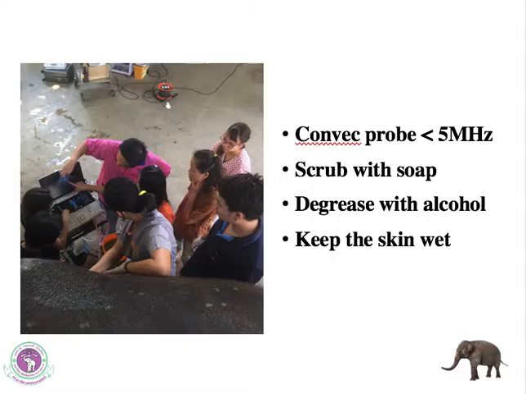To perform transabdominal ultrasonography, you need a convex probe, less than 5 megahertz is the best. Scrub with soap to remove all the fat, degrease with alcohol and keep the skin wet. For regular ultrasonography, the ultrasound coupling gel will work. The key is to try to keep the skin wet all the time.